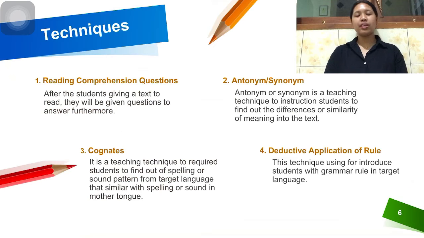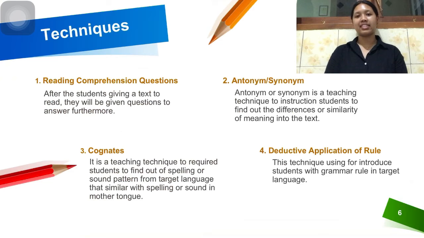Second is antonym or synonym. It is a teaching technique to instruct students to find the differences or similarities of meaning in the text. So in this case, the students can be given a list of words for which they find the antonym or synonym in the text. In this way, they enrich their vocabulary.